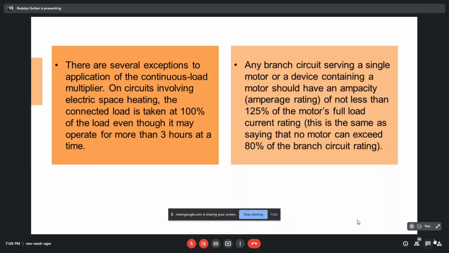And any branch circuit serving a single motor or a device containing a motor should have an ampacity or amperage rating of not less than 125% of the motor's full load current rating. So this is the same as saying that no motor can exceed 80% of the branch circuit rating. And based po sa akong research, if single wire or one current lang ang naa sa given, gamiton nato ang 125% nga continuous load multiplier, and if double wire siya, dira na ta magamit og 80% nga continuous load multiplier.